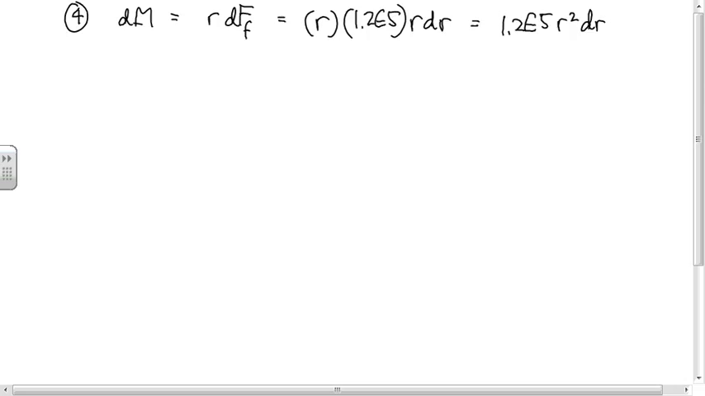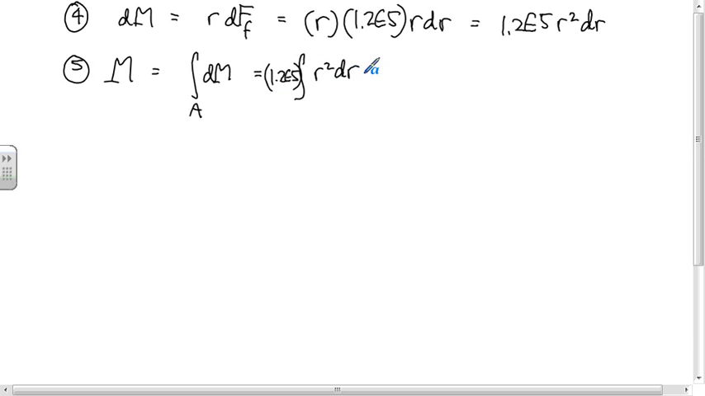Basically, the fifth step is, now that we have the increment in moment, the total moment is just going to be the integral over that whole surface area of the increments in moment, right? Which, to us, we're integrating with the variable r. So this is going to be 1.2 times 10 to the 5th times the integral of r squared dr, and what are the boundaries of this integration? 0.1, exactly.